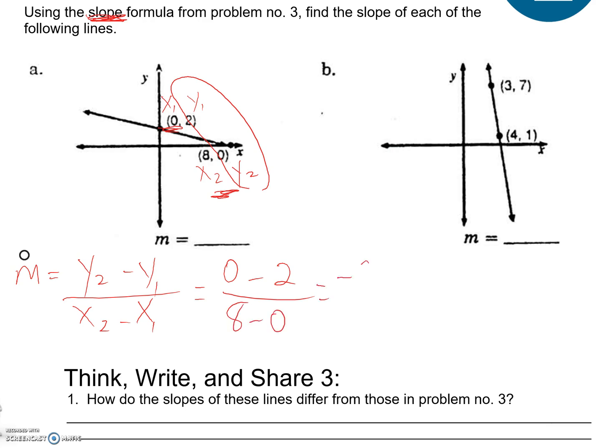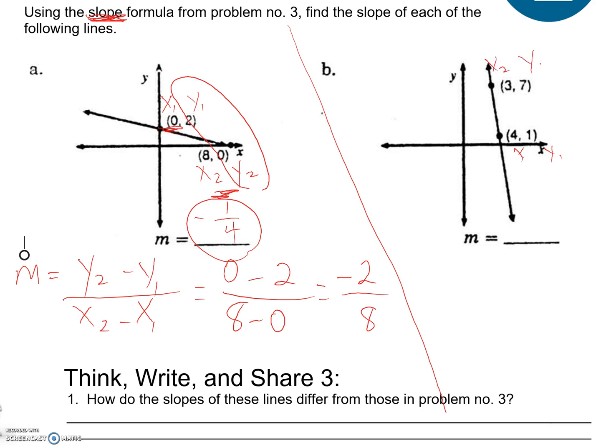We get negative 2 over 8, which we could reduce to negative 1 over 4, right? Divide top and bottom by 2. Okay, take a look at the second one. We call one of the points x1, y1, and one of the points x2, y2.